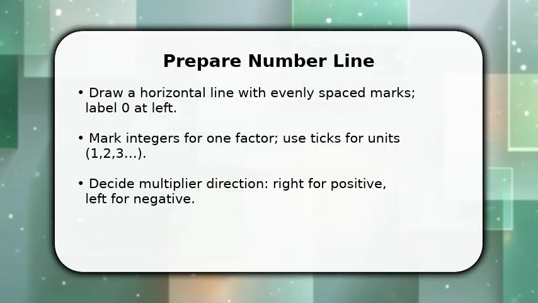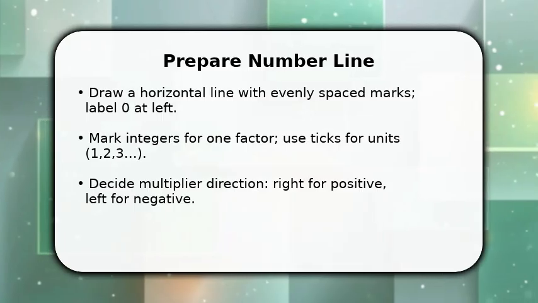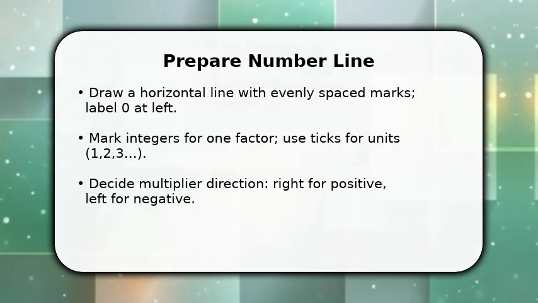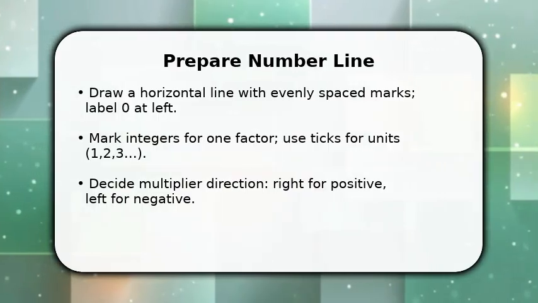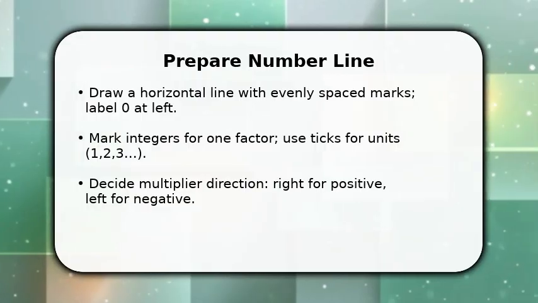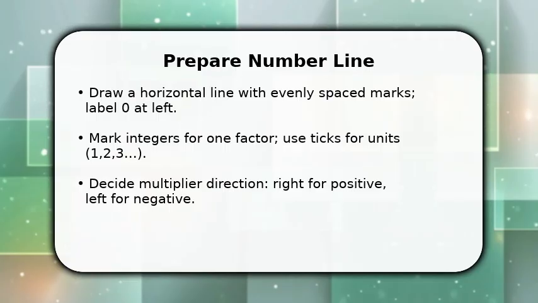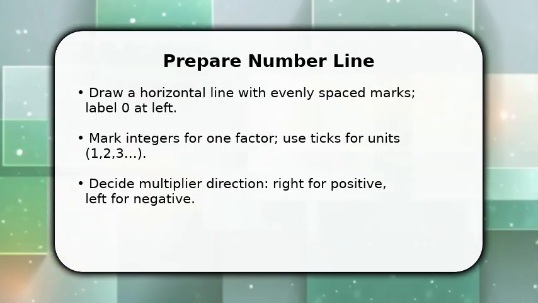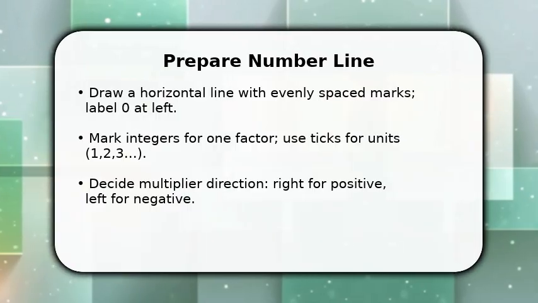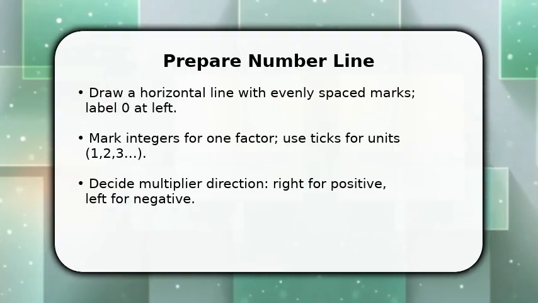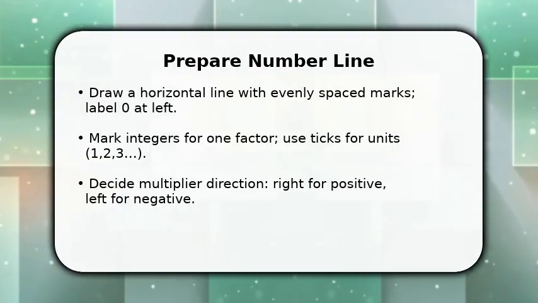You start by drawing a clear number line with 0 centered at left and evenly spaced ticks for each whole number. This gives structure. Once done, label the integers needed for the first factor and choose the step size, usually 1 unit per tick, so spacing is consistent. Make sure to decide direction. Move right for positive multipliers and left for negatives. This setup speeds the method and prevents counting errors when you begin taking repeated jumps.